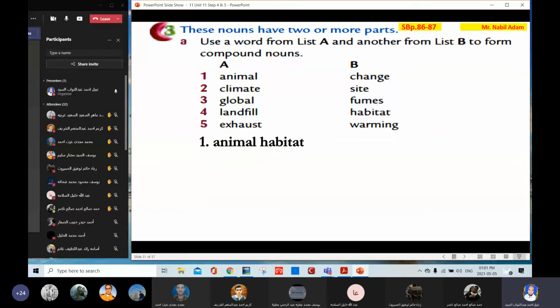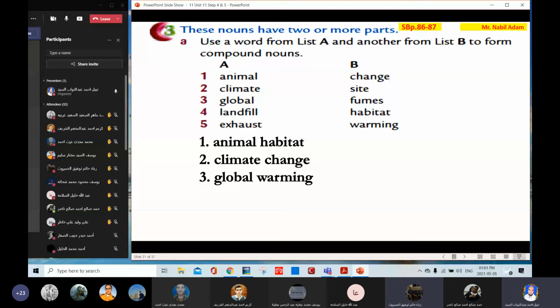Good. Let's see, Hamad Saleh, climate. Yes, teacher. Climate change. Very good. Yes, Abdullah Khalil, global. Global warming. Very good. Landfill, Ziad. Landfill site. Very good. Ali Walid. Exhaust fumes. Again, Ali. Exhaust fumes.